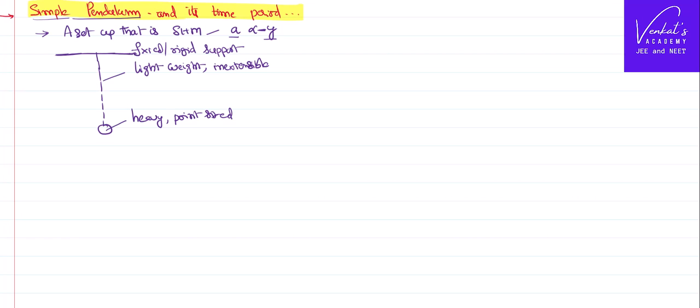So, what is a simple pendulum? If you need the definition, a heavy point-sized mass suspended to a fixed rigid support with the help of a light-weighted inextensible string is called a simple pendulum, right? So when you apply a little force horizontally like this, it will deviate from this rest position, called the mean position, and makes an angle theta with the vertical, right? So it's oscillating about the mean position.